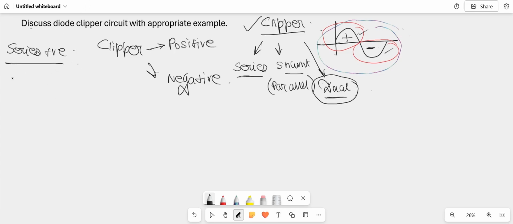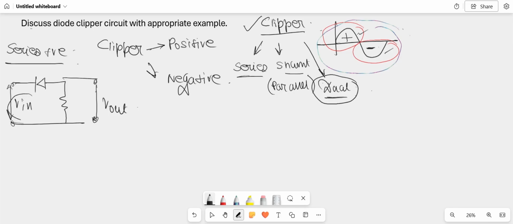The circuit diagram of the series positive clipper is like this. We are applying the input voltage across these two terminals, and across this resistance, the load resistance, we are taking the output voltage. Okay. And this input voltage is an AC input voltage, or an AC source. So for the positive half cycle, let me draw it again like this.